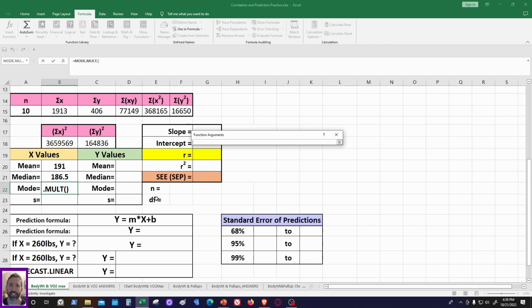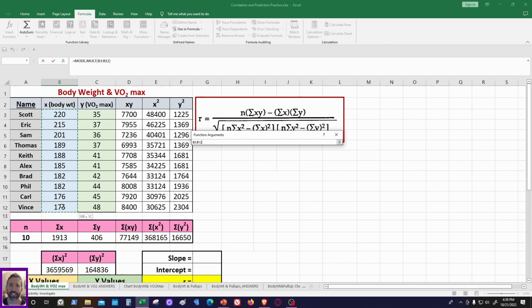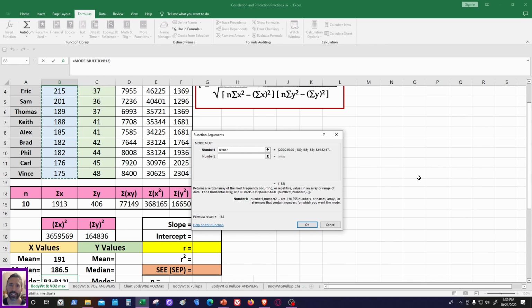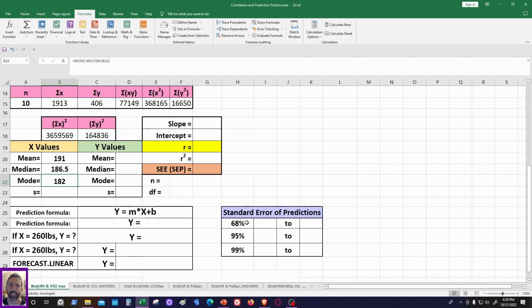And we're going to select all of our X values and put them in there. And you can double check right down here before you hit OK. And it looks like, yes, there is only one most common weight or X score, which is 182. This is the one that occurs the most. So let's hit OK. The most common weight is 182 pounds.